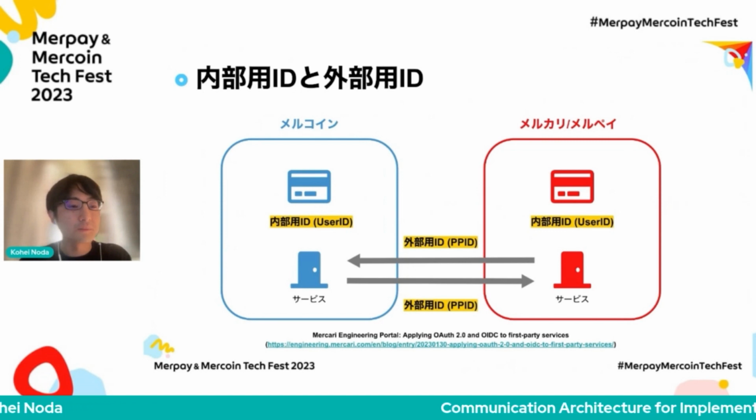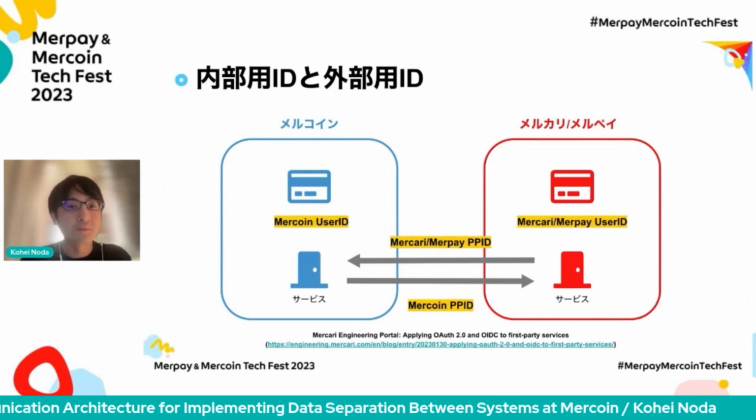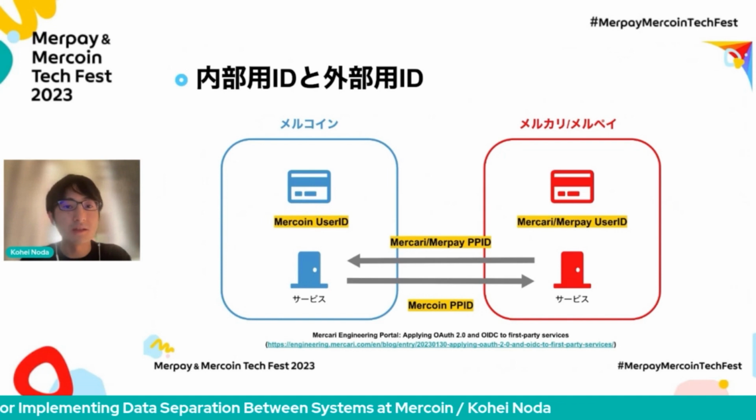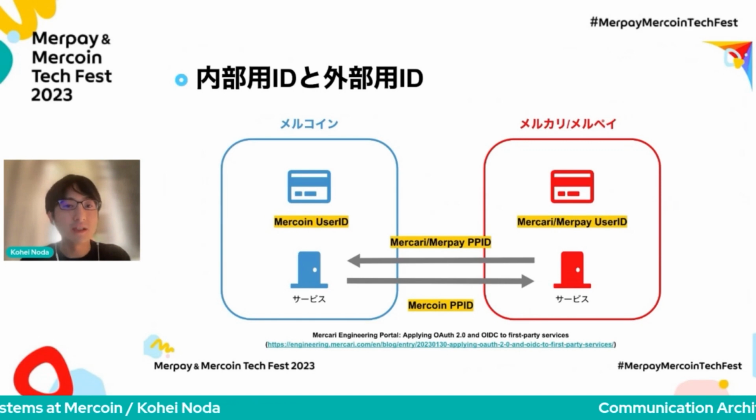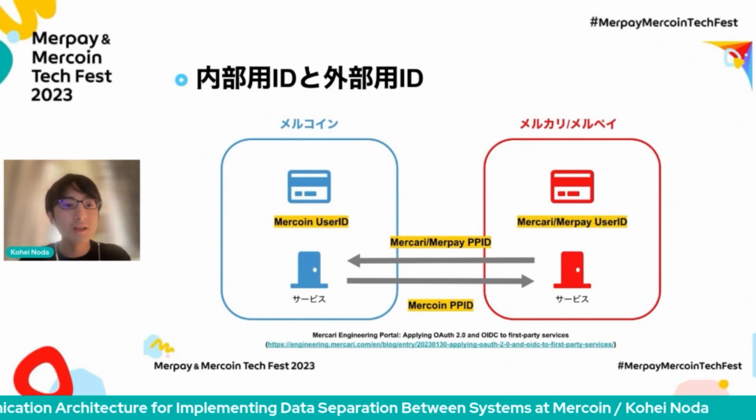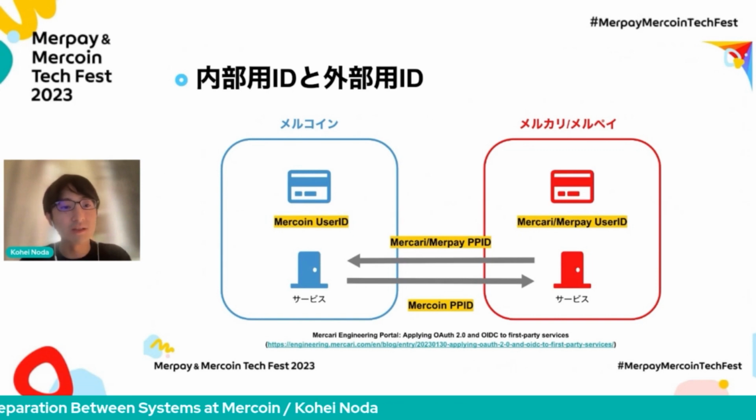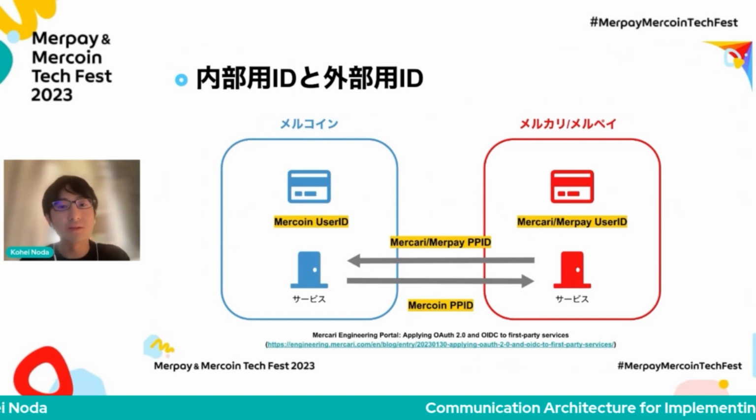will be able to link the Mercoin customer data with the Mercari and Merpay data. And therefore, we have introduced an external ID for communication, and we use two types of different IDs for the conversion. In the following explanations, I will refer to the internal ID used in Mercoin as the Mercoin user ID, and for communication, a Mercoin PPID. And vice versa, the internal ID I will call the Merpay user ID, and for communication, the Mercari Merpay PPID.